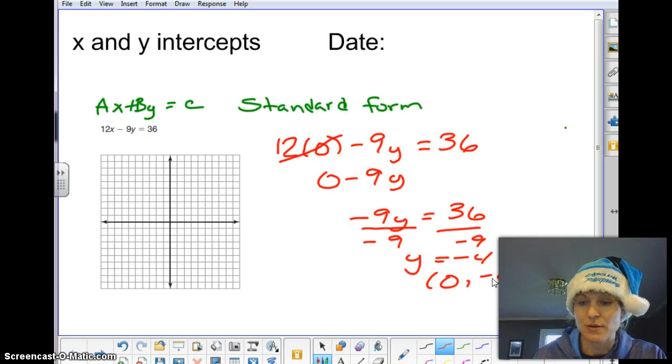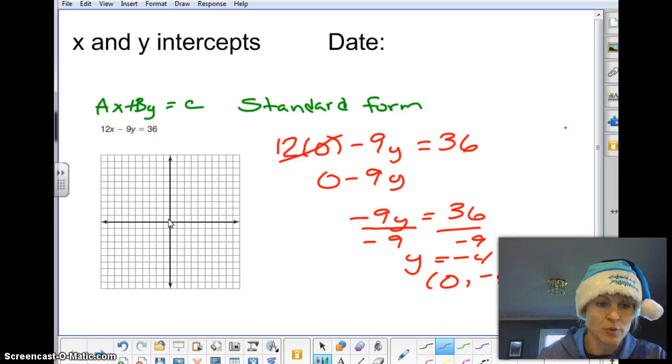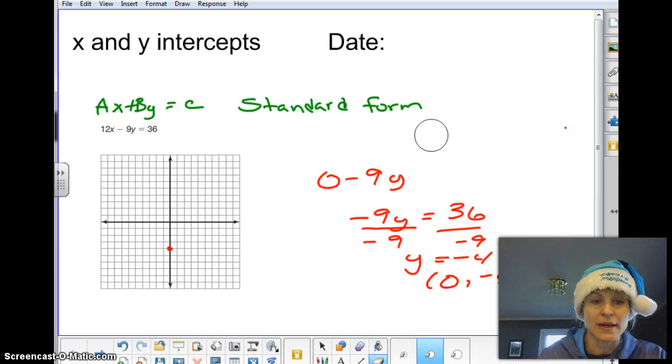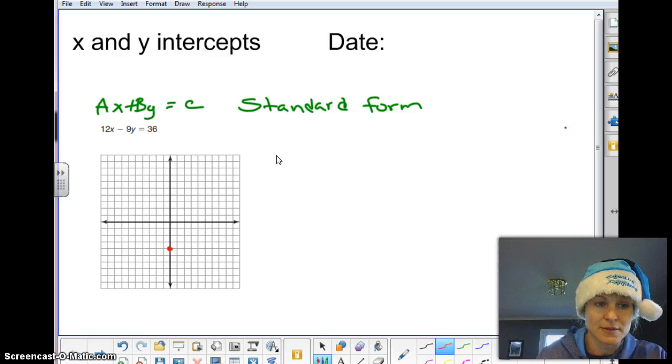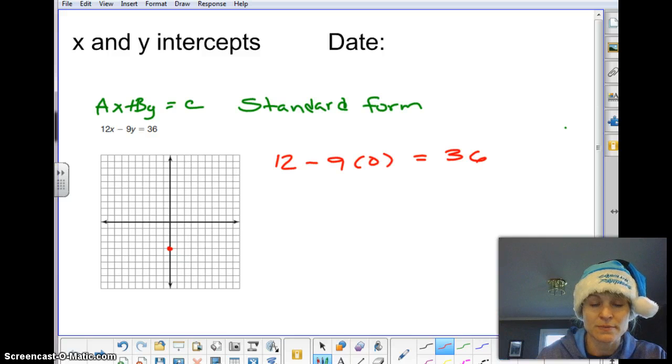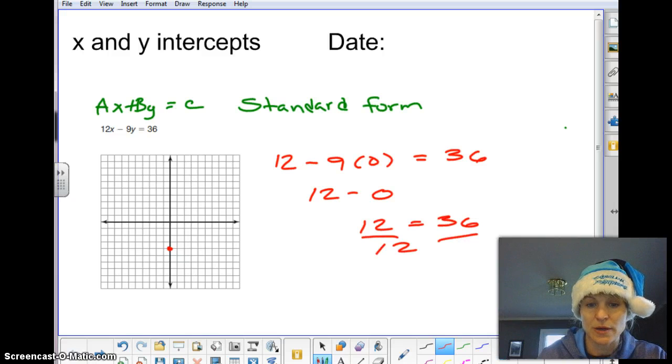It's very important that you can write this as a coordinate. It's confusing for some of you. Okay, so I'm going to go ahead and put a point at 0, negative 4, right on the y-axis, right? All right, then we're going to find the x-intercept. So in order to find the x-intercept, I must replace the y with 0. So 9 times 0, so we'll get 12x minus 0, which is 12x equals 36. And then I divide by 12. Oh, I forgot my x, sorry. A little confusing.